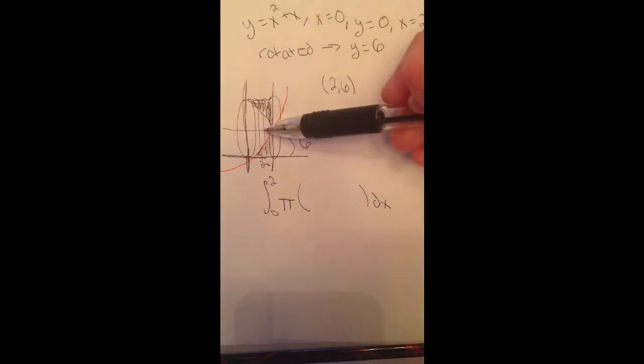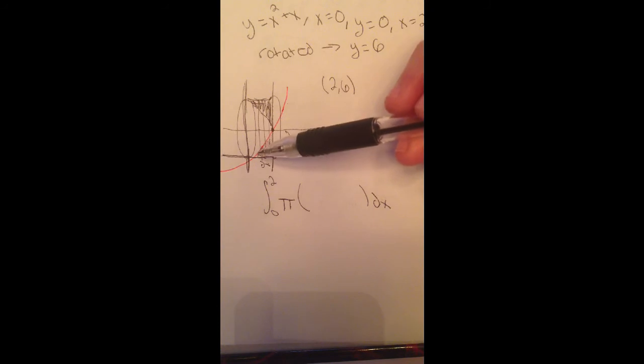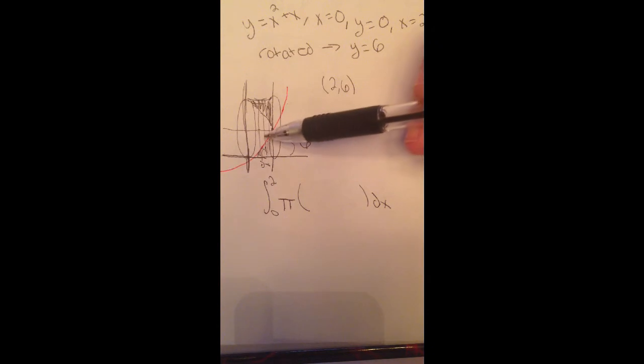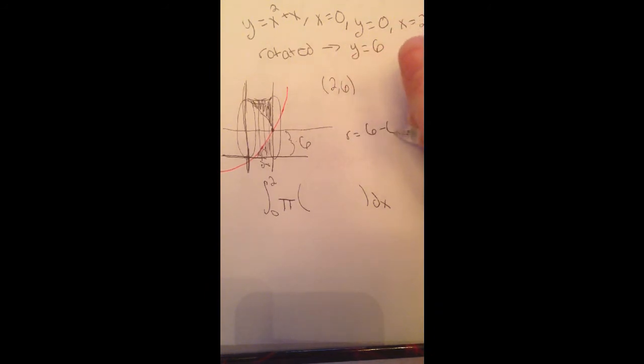So this portion right here is also divided in half by 6, but it ends on this parabola, which is x squared plus x. That means the radius, which is this portion right here, is going to be equal to 6 minus the equation of this parabola. So that radius, which we'll call little r, is going to be 6 minus the equation of the parabola, which is x squared plus x. We can simplify this by distributing the negative sign, so it becomes 6 minus x squared minus x.